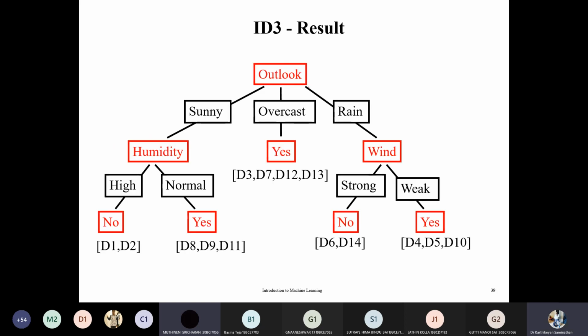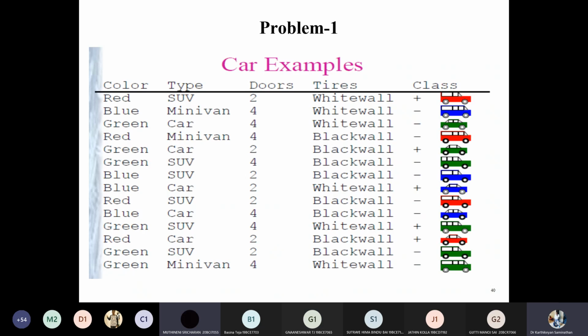So in this case, see, the best root, outlook, is selected here. Then wind is selected. Then its leaf nodes are yes and no. In this Sunny case, they have selected the humidity, right? So the main thing is, which classifier is the best one? Either humidity or wind, whichever has the highest value can be selected for the classification.